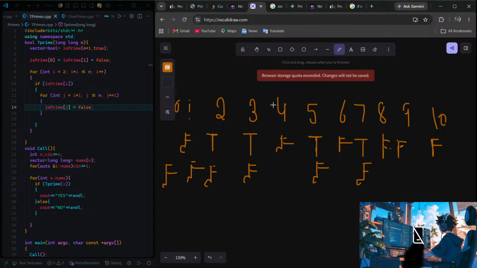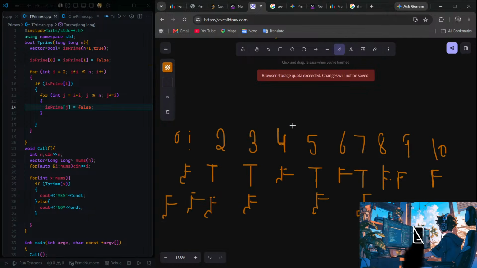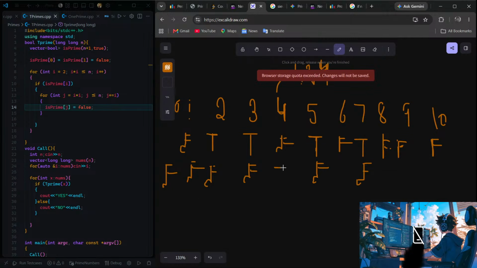Now I will start with 4. What are all the factors of 4? The factors of 4 will be 1, 2, and 4, right? So they have three distinct factors. So 4 will be my first T prime. All primes squared, all prime number squares are T primes.